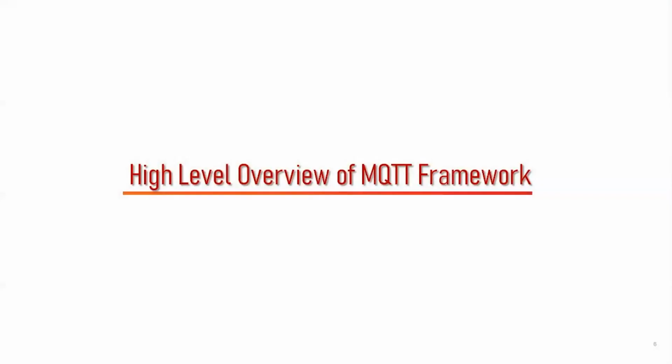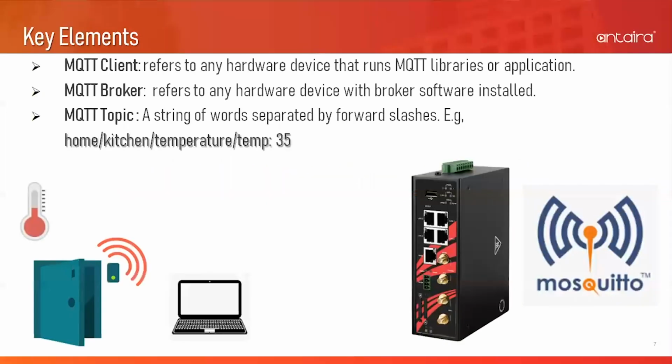Let's move on to a higher level overview of the MQTT framework. The MQTT framework consists of the following major elements, namely MQTT client, MQTT broker, and MQTT topic. MQTT client refers to any hardware device that runs MQTT libraries or applications. For example, a Raspberry Pi with a temperature sensor. If there's a change in temperature detected by the temperature sensor, then the Raspberry Pi will send out a message to the MQTT broker. An MQTT client can become a publisher, or a subscriber, or both.